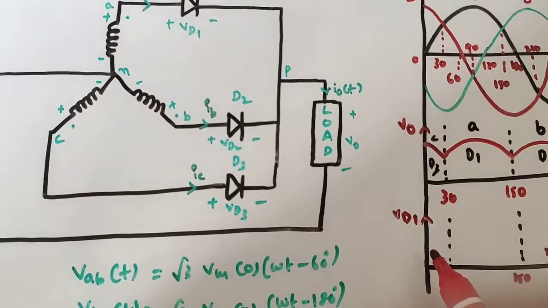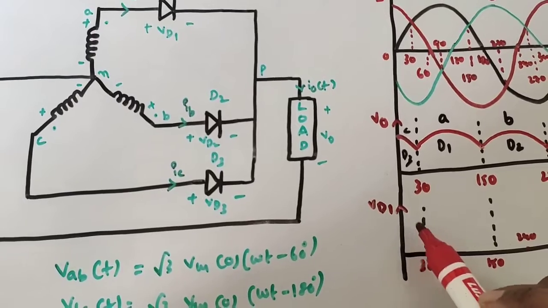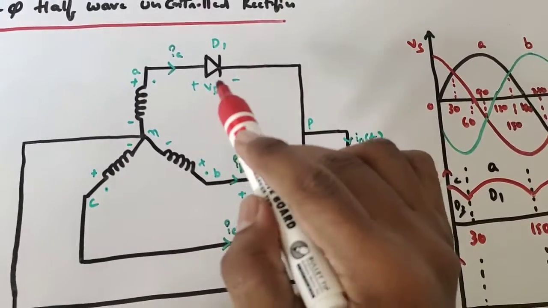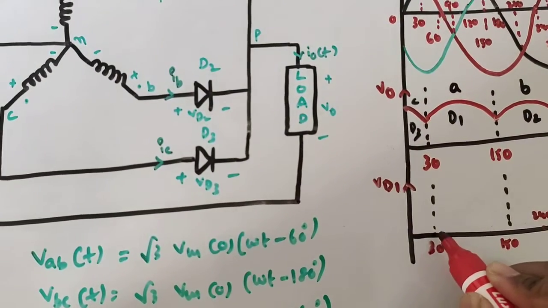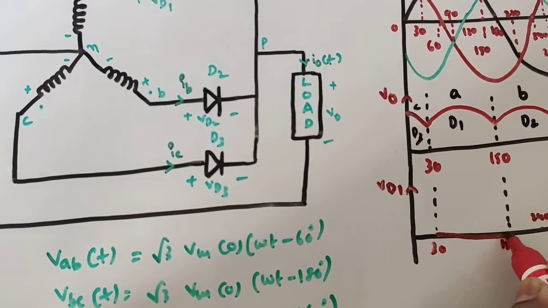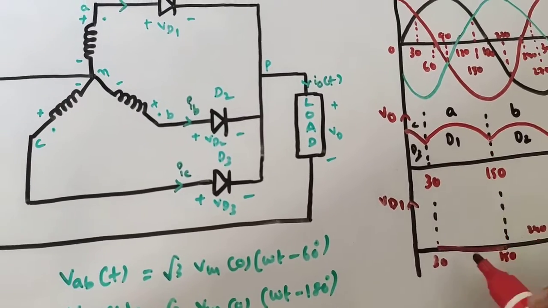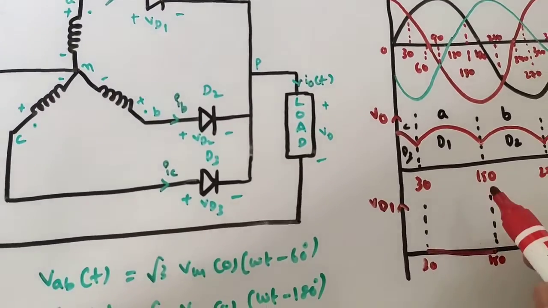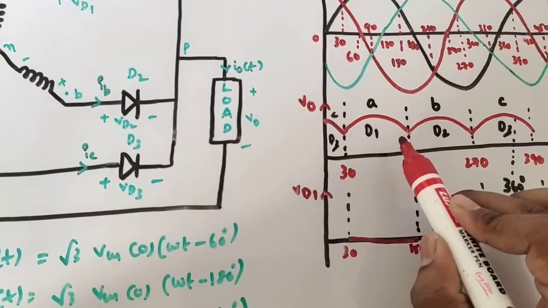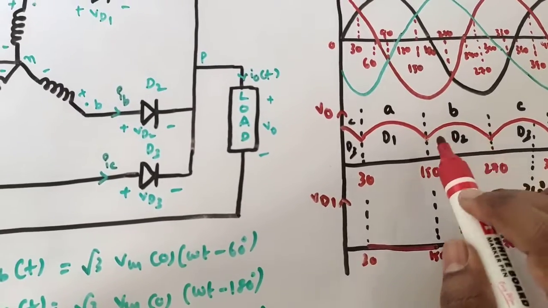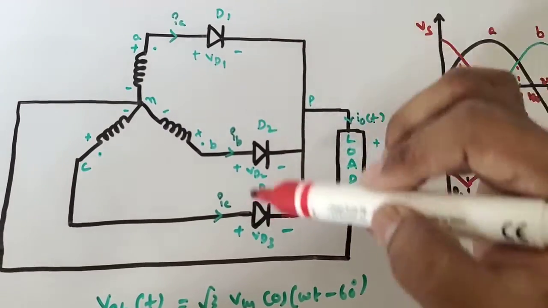Let me tell you how we are going to draw the voltage across the diode D1. If diode D1 is going to be conducting, then VD1, the voltage across the diode D1, will be short circuited up to some time. That means from 30 to 150 D1 is conducting, so it is going to be short circuited. Now from 150 to 270, D2 is going to be conducting here. So let me suppose D2 is conducting, in the sense that the remaining two diodes are in off position.